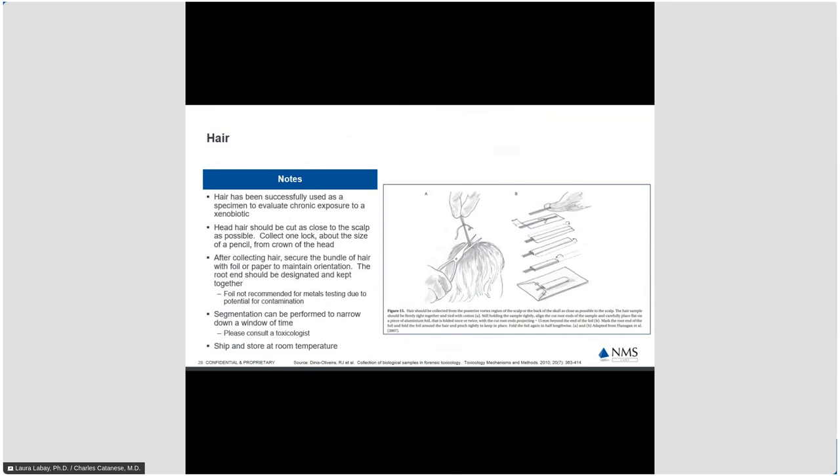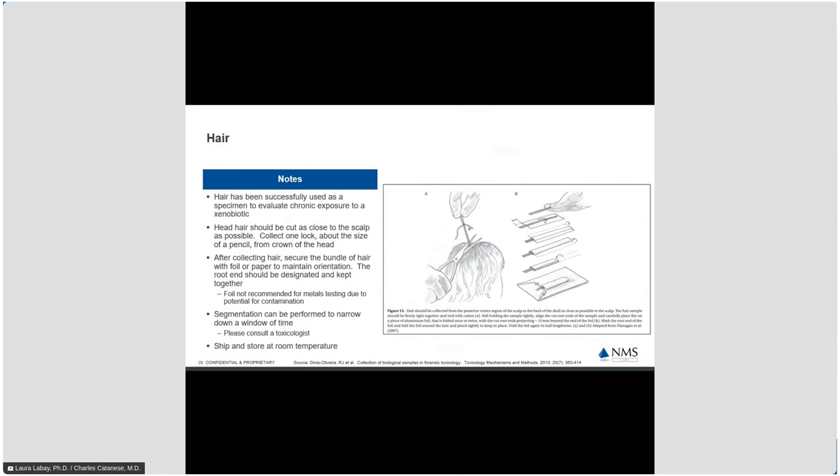Hair grows about a centimeter a month in an adult, although there is variation with that, and depending upon the age of the child before they reach adult age, there certainly can be increased variation. But segmentation of the hair using the 1 centimeter a month formula can be used to segment and narrow down the time frames that the hair would represent.